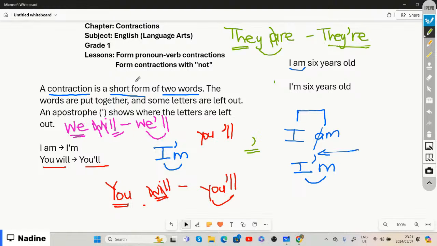Remember, don't forget to put the apostrophe. So instead, remember you put I, then you put your apostrophe and M. And remember, whenever we say I'm, then it is basically a shortened word of I am. The I needs to be capitalized.